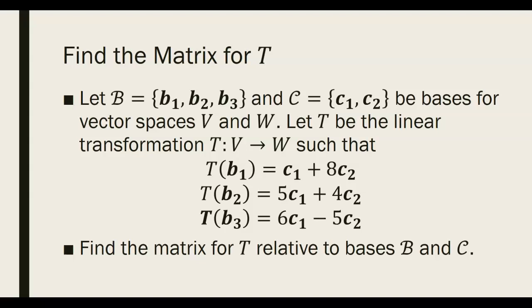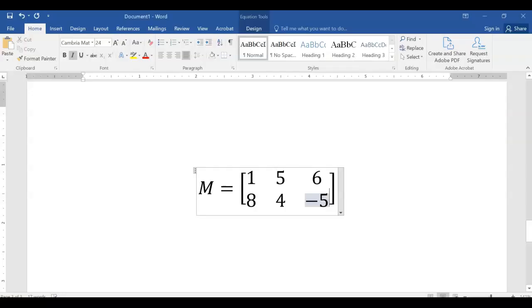So we'll see in the first column, we're going to get a 1, 8. In the second column, we're going to get a 5, 4. And in the third column, we're going to get a 6, negative 5. So when you create your matrix M, again, M is the matrix for T relative to bases B and C. We get 1, 8, 5, 4, 6, negative 5. So that should be your matrix M.